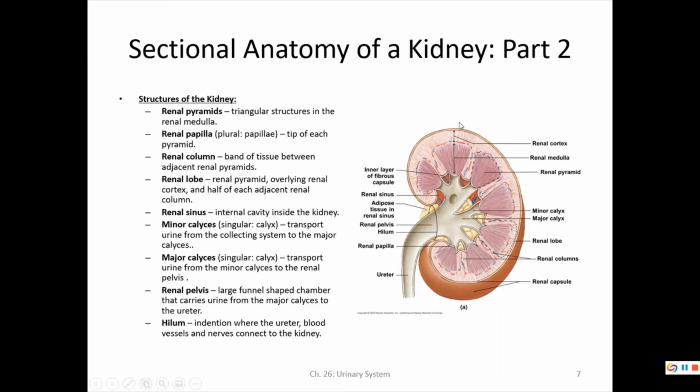Now, the place where you find the renal pelvis is right here at a place where there will be blood vessels as well, called the hilum of the kidney, or the hilum. We saw hilum of the lymph node, hilum of the spleen, hilum of the lung. Now we have hilum of a kidney.